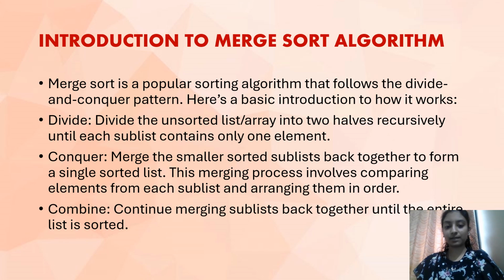Conquer. Merge the smaller sorted sublists back together to form a single sorted list. This merging process involves comparing elements from each sublist and arranging them in order. Combine. Continue merging sublists back together until the list is sorted.